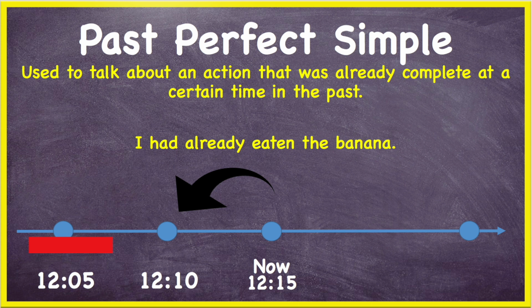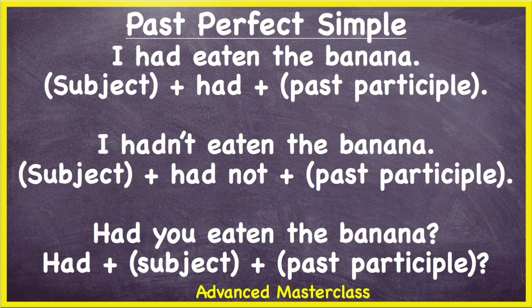Now, 12:10 was in the past as well. Don't forget that. 12:10 is still the past to me now at 12:15, but I had already eaten the banana even then. So the structures: subject plus had plus past participle. I had eaten. The negative is I hadn't eaten the banana.